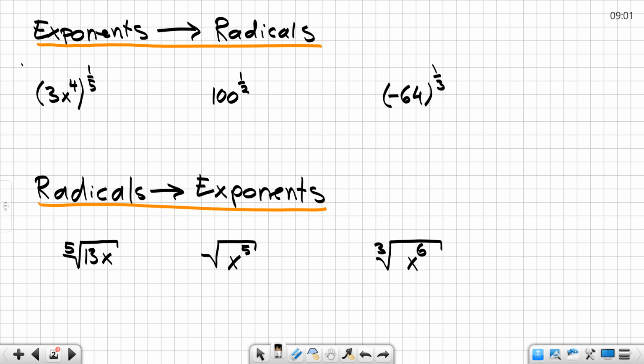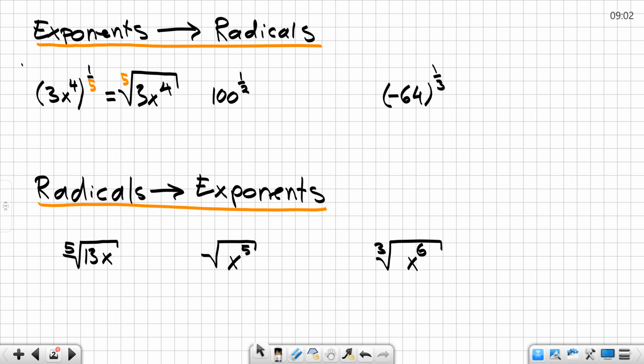So the 3x to the 4th raised to the 1/5, if I want to rewrite this, will be the exact same thing. The denominator is 5, so the 5 down here is a 5. And that means that I will just simply get the 5th root out of 3x to the 4th. This is the exact same thing. Both expressions are equivalent. It's just a different way to write this. So we are just practicing this at the moment.